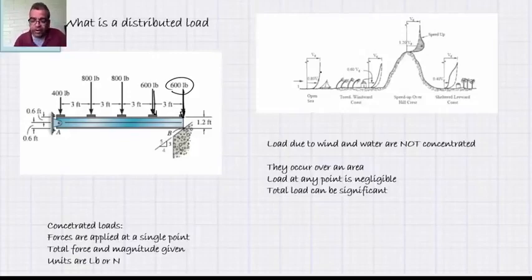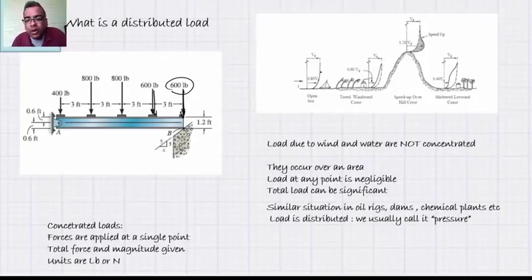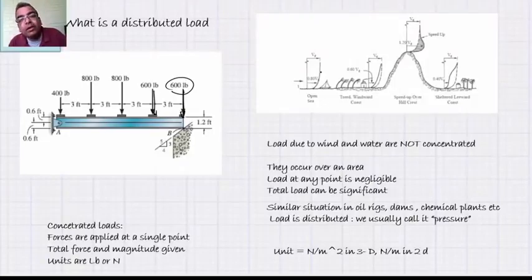Okay, very good. So we now know that distributed load means load at any point is very, very small, but it is spread over a huge area, and the unit for a distributed load is usually what you call pressure. So when you hear about water pressure or something like that, we're talking about a distributed load. But pressure is only one kind of distributed load. There could be others. And the unit in 3 dimensions for this will be Newton per meter squared, or PSI, pounds per square inch. And in 2 dimensions, it will be Newton per meter, or pounds per foot, or pounds per inch. So notice the difference in the units between this and that.